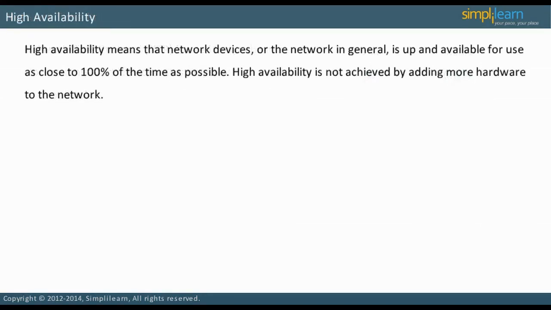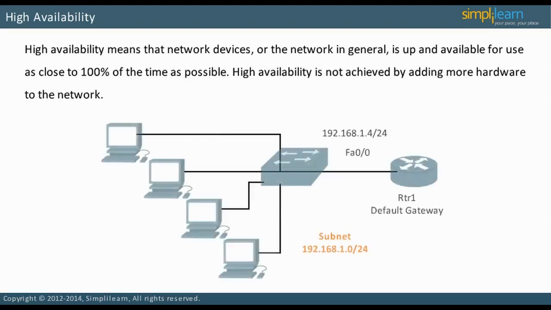High availability means that network devices, or the network in general, are up and available for use as close to 100% of the time as possible. Earlier in this course, we discussed redundancy of devices and links. This redundancy can help achieve high availability, but high availability is not achieved by adding more hardware to the network. Let us view the image on the slide and understand why.